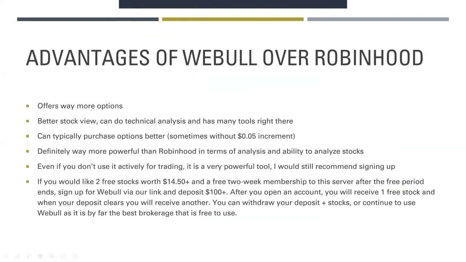We took a closer look at advantages of Webull over Robinhood. It offers way more options, right? Better stock view, you can do technical analysis, and it has many tools right there. You can purchase options better. Sometimes you don't have to use that 5 cents increment. Sometimes you can purchase it at a cent. It's way more powerful than Robinhood. Even if you don't use it actively for trading, it's a very powerful tool. I would definitely recommend signing up. I'll show you everything about it.